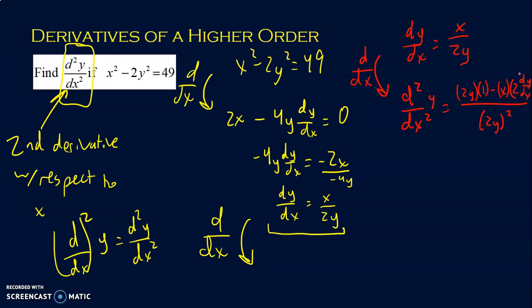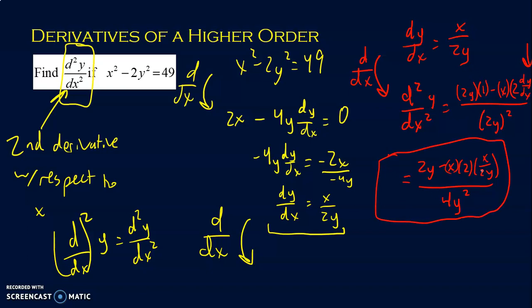Now I can't stop here. I need to plug in my equation for dy/dx. So I'd have 2y minus x times 2, and then dy/dx is x over 2y, over, I'm going to go ahead and multiply that out and make it 4y squared. Now this is fine. I'm going to show you guys a couple of the other ways that it would probably be simplified if this was the multiple choice.